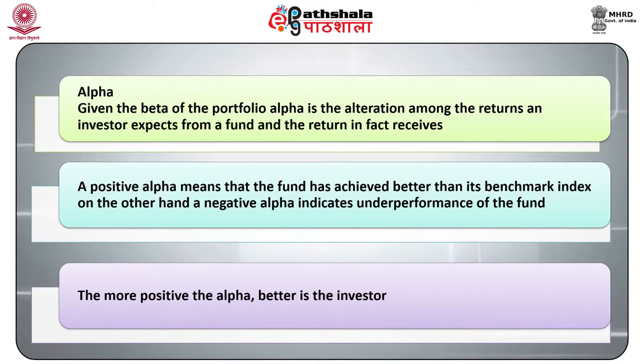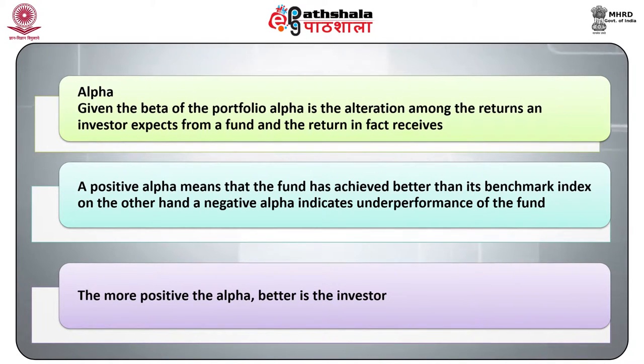There are various methods with the help of which we can quantify the risk associated with the mutual fund. These are: first, alpha. Given the beta of the portfolio, alpha is the difference between the return an investor expects from a fund and the return it in fact receives. A positive alpha means that the fund has performed better than its benchmark index.